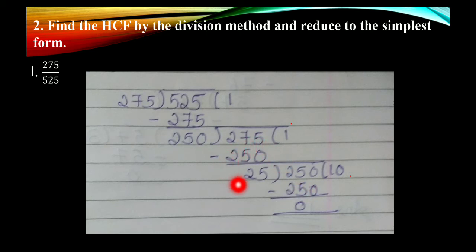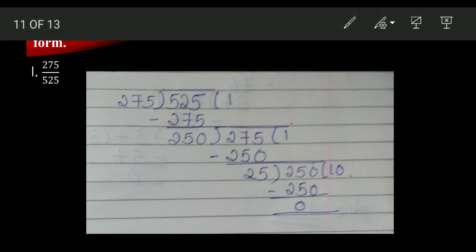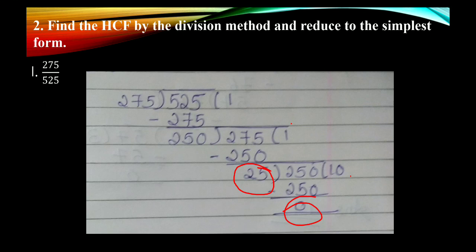Now we have the last divisor, right? I will divide until I get the remainder as 0. I will take the previous divisor and I will divide. So now what I got as the last divisor is 25. Therefore our HCF is what, children? Our HCF is 25.